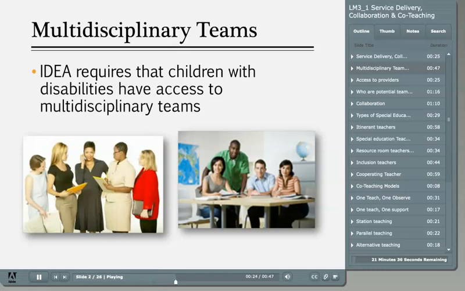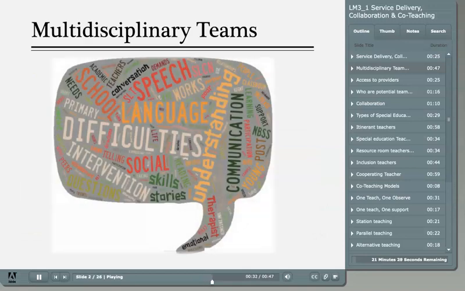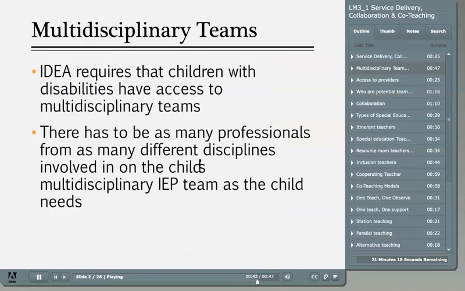of disciplinary expertise. For example, if a child has speech and language needs, a school district can't simply say, "Oh, we have a special education teacher under contract and that is enough to meet the student's speech and language needs." Instead, there has to be as many professionals from as many different disciplines involved on the child's multidisciplinary team as the child needs.